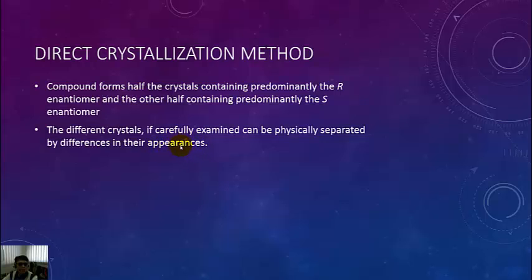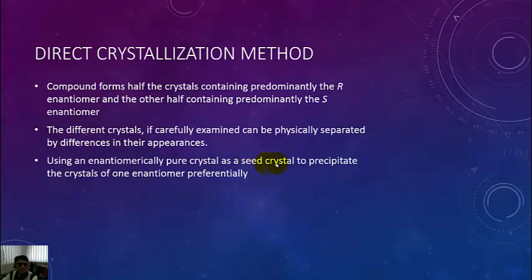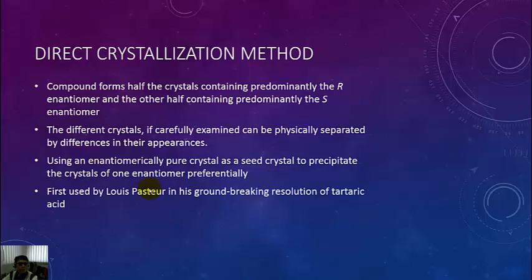Alternatively, if you have an enantiomerically pure crystal, this can be used as a seed crystal to precipitate the crystals of one enantiomer preferentially. This process was first used by Louis Pasteur in his groundbreaking resolution of tartaric acid. This first resolution greatly aided the development of our understanding of the stereochemistry of organic compounds and led to the discovery that many organic molecules have isomers that are non-superimposable mirror images.